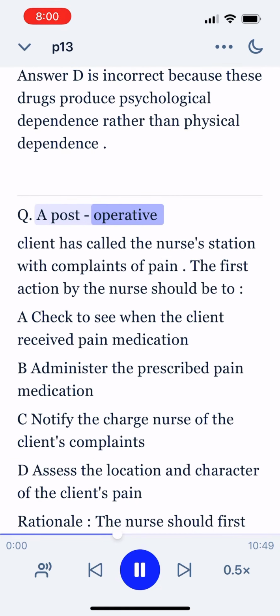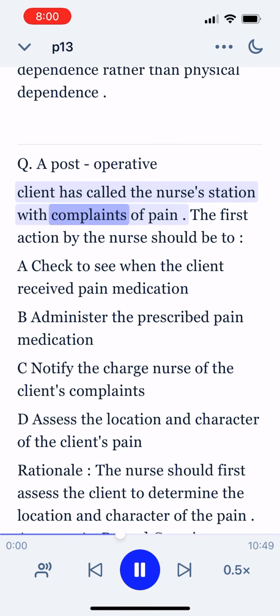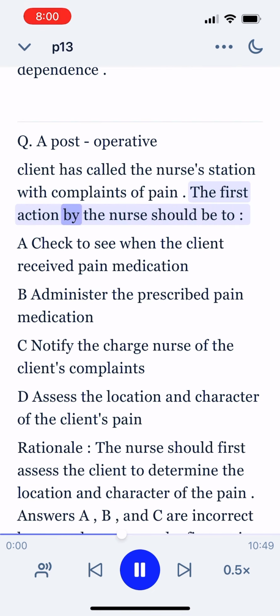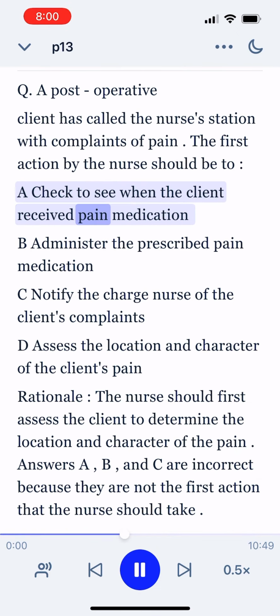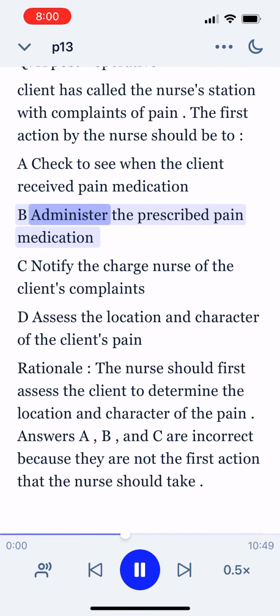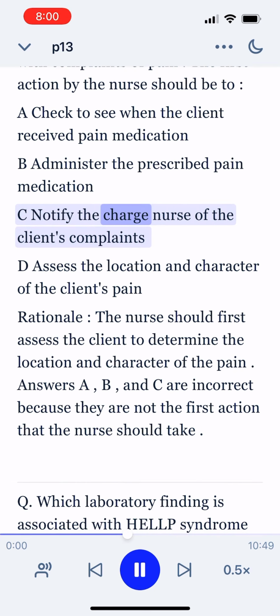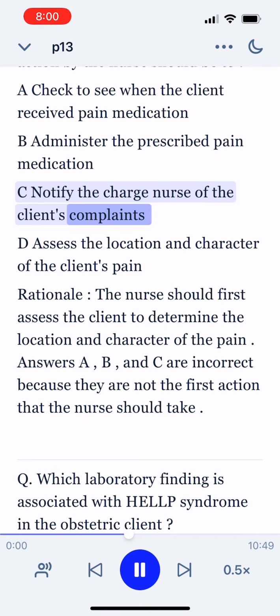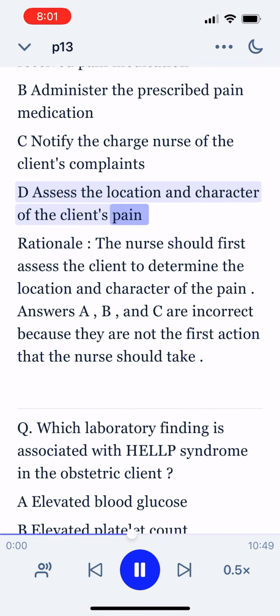Q. A post-operative client has called the nurse's station with complaints of pain. The first action by the nurse should be to A. Check to see when the client received pain medication. B. Administer the prescribed pain medication. C. Notify the charge nurse of the client's complaints. D. Assess the location and character of the client's pain.